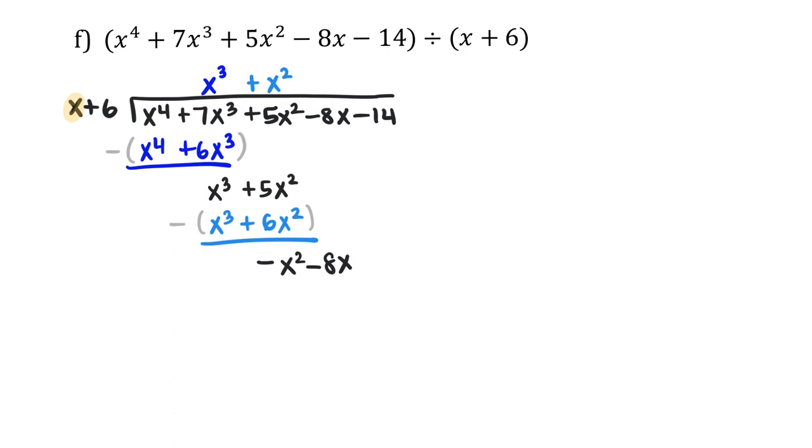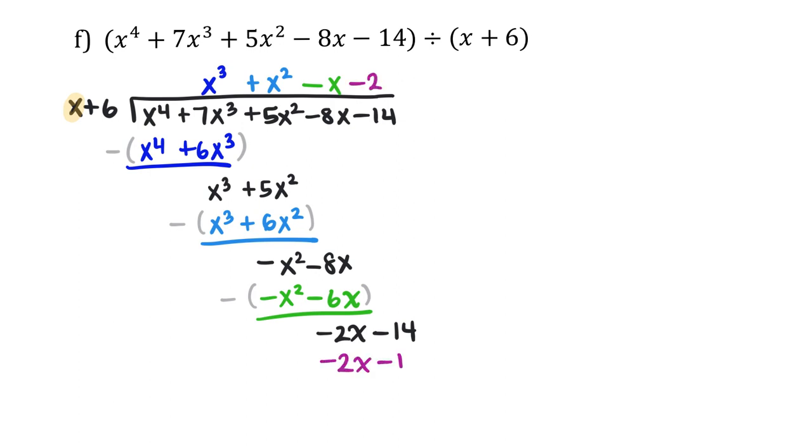To get negative x squared, I need to times by negative x. Negative x squared minus 6x. Subtract down. Cancels, and then negative 8x minus negative 6x is negative 8x plus 6x. So that's negative 2x. And I still need to bring down the negative 14. X times, what's it going to be? Negative 2? Minus 12. Subtract. Negative 2x plus 2x cancels. Negative 14 minus negative 14 plus 12 is negative 2.